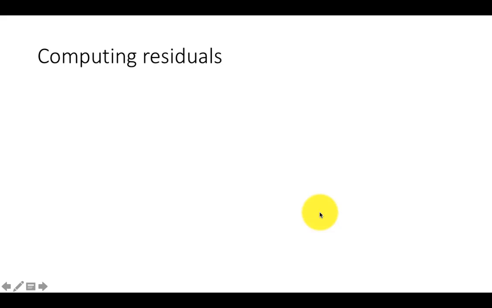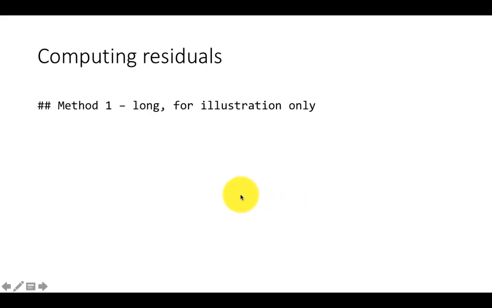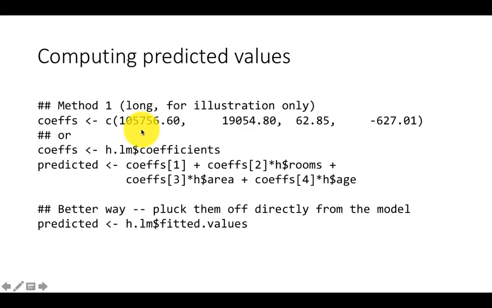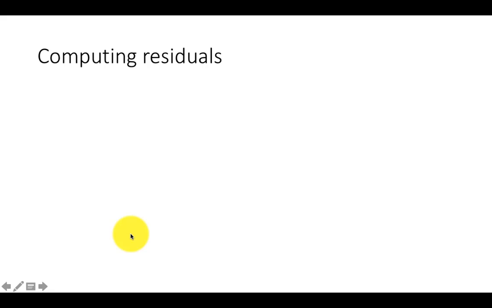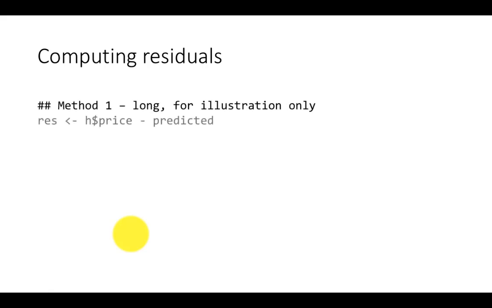Okay, now let's go ahead and compute the residuals. Once again, I'm going to show you the long way, and then of course you can guess at this point that the residuals are also contained automatically in the model itself. So we've computed the predicted values using one of the approaches that I showed here, either the long way or the short way, just by plucking them out. Once you have that, you can say residuals is nothing but h$price minus predicted. Okay, the actual value minus the predicted value, that's the residual.